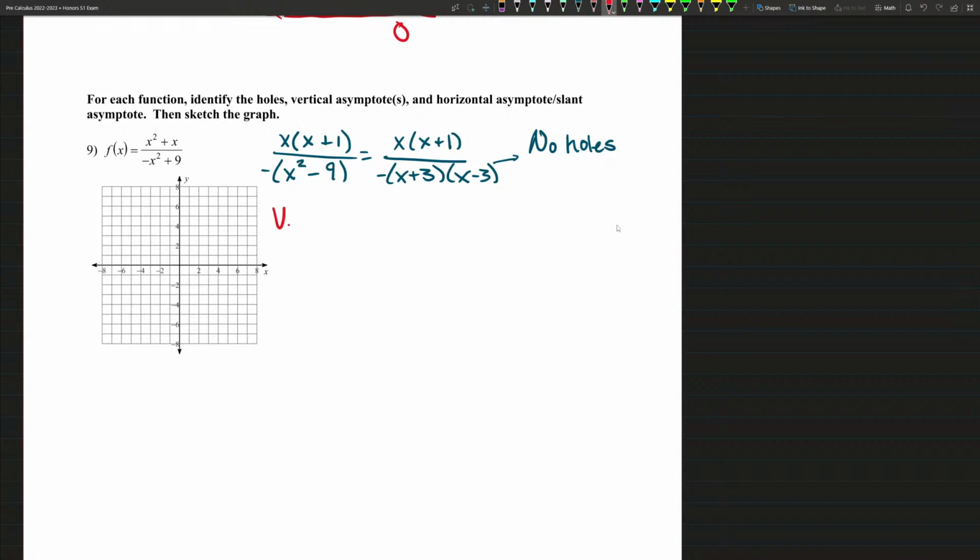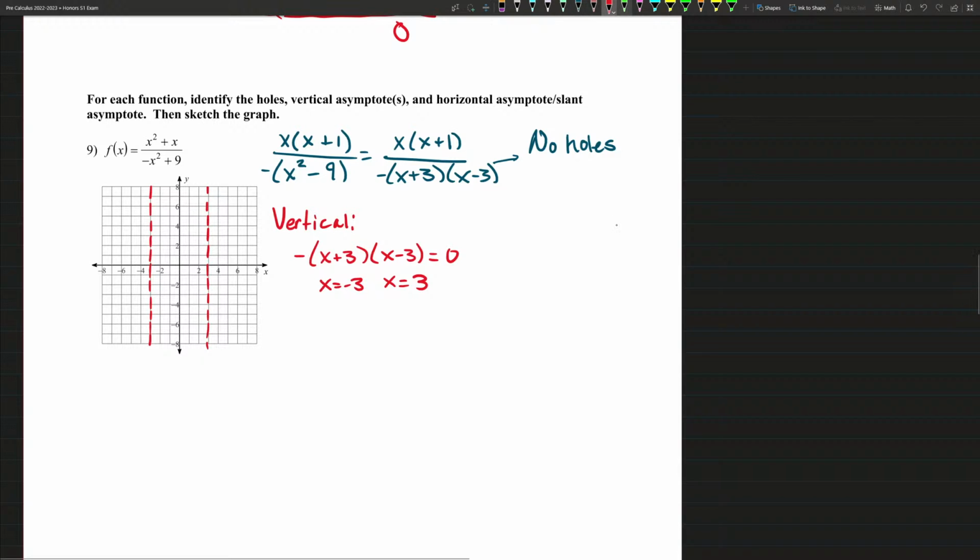Right, so for vertical asymptotes, we set the denominator equal to 0. The denominator is negative x squared plus 9, which is the same as negative x plus 3 times x minus 3. So we set that equal to 0. We get x equals negative 3 and x equals positive 3. So that's x equals negative 3, x equals positive 3 is right here. And that's the first part done.